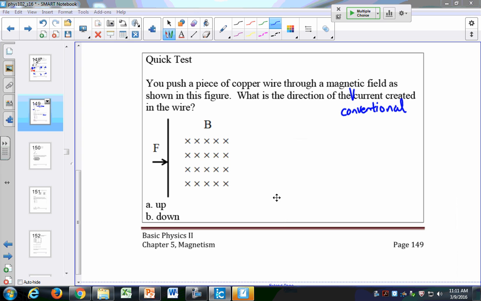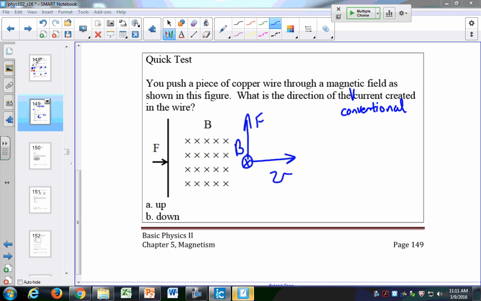I have my velocity vector in this direction. My magnetic field vector is in that direction. And so my force vector is going to be in that direction. And so this will get us into how we actually generate electricity. That's why this is important. Because when we generate electricity, all we do is we move a conductor through a magnetic field. And that causes the charge of the conductor to move. Right?